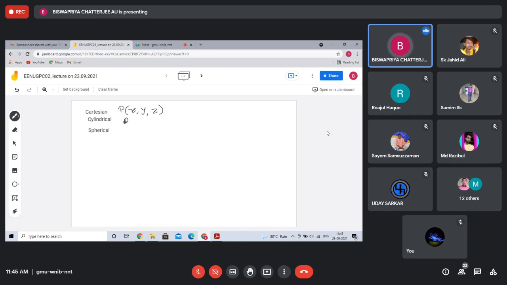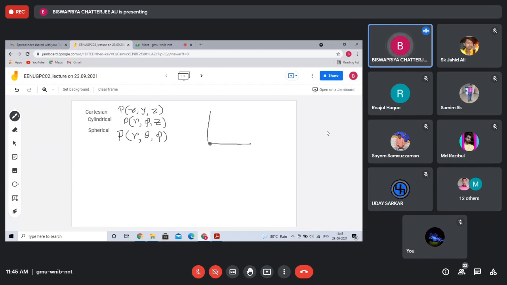In cylindrical, any point can be represented by R phi Z, and spherical can be represented by R theta phi. So these aspects of the three coordinate systems were discussed in the last class.